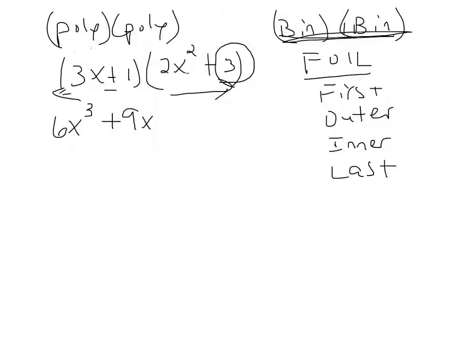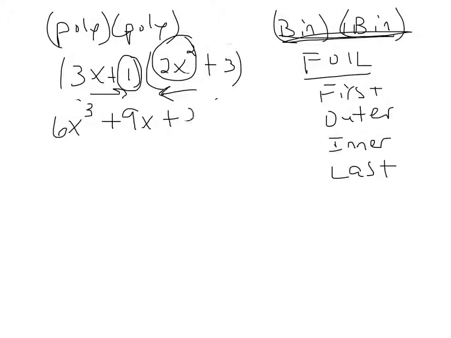Let's see if I can erase here. We then multiply the inner terms together, the terms that are closest to the middle. In this case, 1 and 2x squared, and we get 2x squared when we do that. I'll erase my circles once more. And then finally, last means we multiply the last term of the first binomial by the last term of the second binomial, and 1 times 3 is 3.